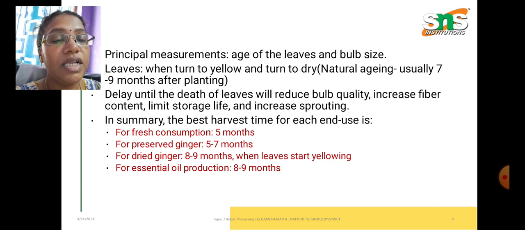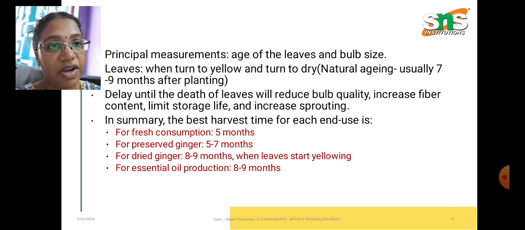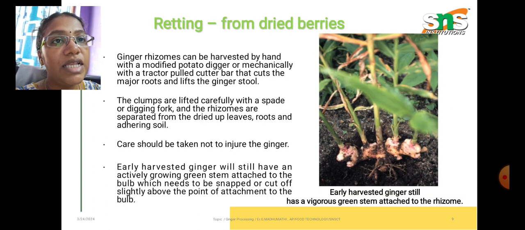So in summary, the best harvest time for each end use is: for fresh consumption 5 months, for preserved ginger nearly 5 to 7 months, for dried ginger nearly 8 to 9 months, and for essential oil 8 to 9 months. Next is the retting.